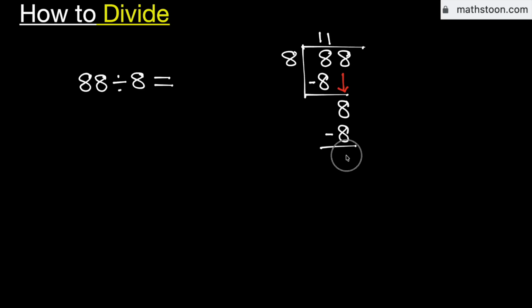Subtract, we get 0. As we have no number to bring down here and we have got the number 0, so we will stop. Therefore, 88 divided by 8 is equal to this number 11. And this is our final answer.